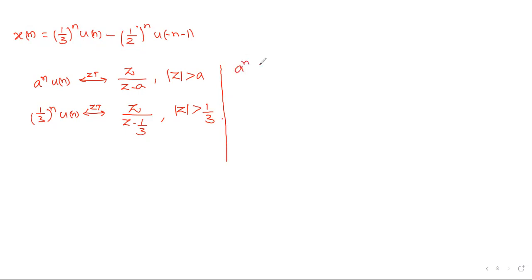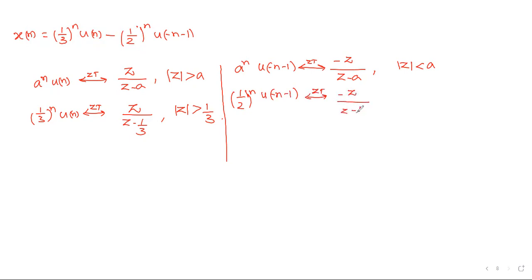Another Z transform: a to the power n, u of minus n minus 1, the Z transform will become minus z by z minus a, for mod z less than a. Now, 1 by 2 whole power n, u of minus n minus 1, the Z transform will become minus z by z minus 1 by 2, for mod z less than 1 by 2.